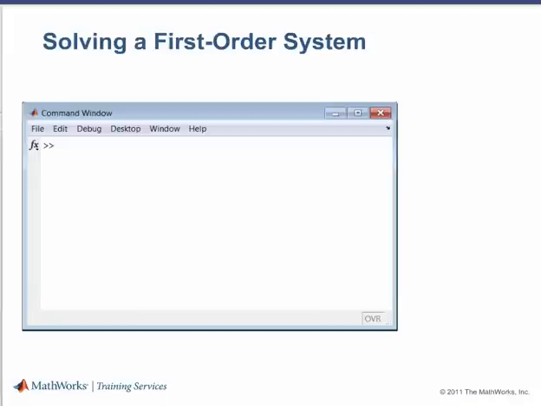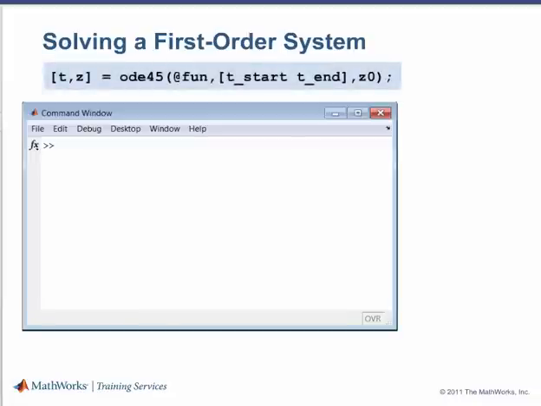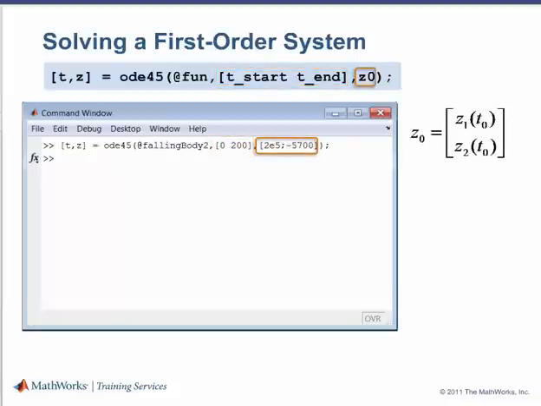Once we have the rate equations defined in a function, we can solve them numerically using a MATLAB ODE solver exactly as we did before. In this case, we will use the ODE45 solver, which is generally a good solver to use by default. The inputs are a function handle to the rate equations, a vector of the initial and final times, and the initial conditions. Note that the initial conditions, z0, is now a column vector containing the initial condition for each of the rate equations.